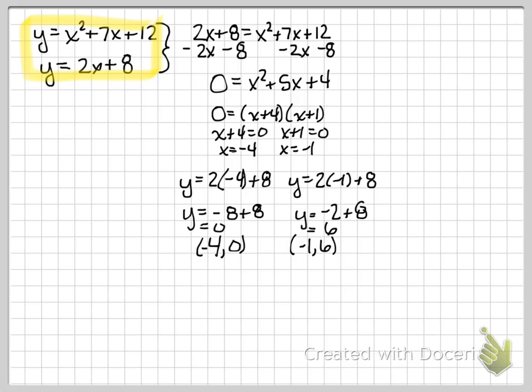Alright, so now let's do number 2. Let's solve that one algebraically. This one you're going to need a calculator. So start off with y equals x squared plus 7x plus 12, and our second equation is y equals negative x plus 2. You're going to do the exact same thing we did before. We're going to put them equal to each other.